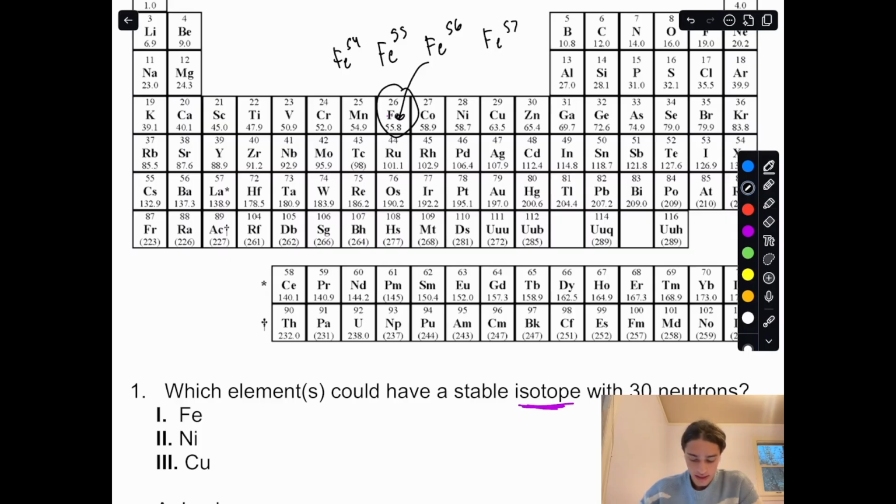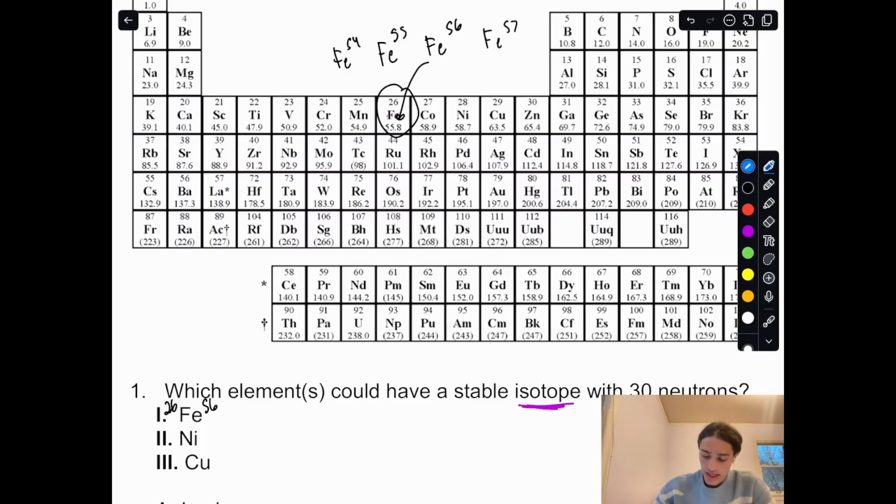So that being said, if the iron has 30 neutrons, that means we're going to add 30 to the atomic number to see what the atomic mass of that isotope would be. So iron has 26 protons. If it had 30 neutrons, it would have an atomic mass of 56. And you know what? That's really close to what the weighted average is on the periodic table. So this seems like a stable isotope. It seems like a reasonable isotope that could exist.